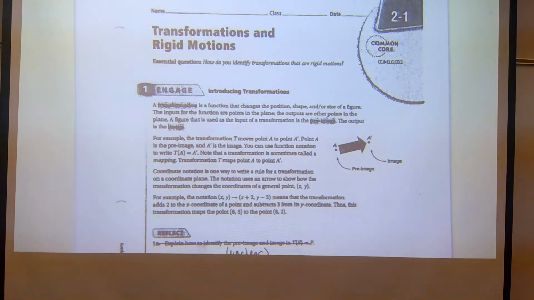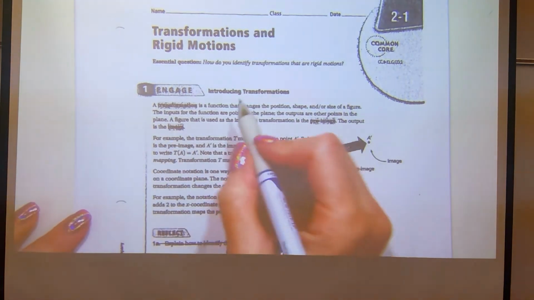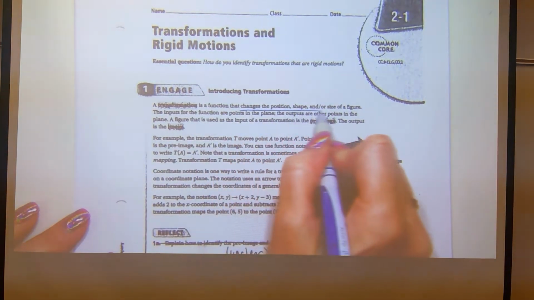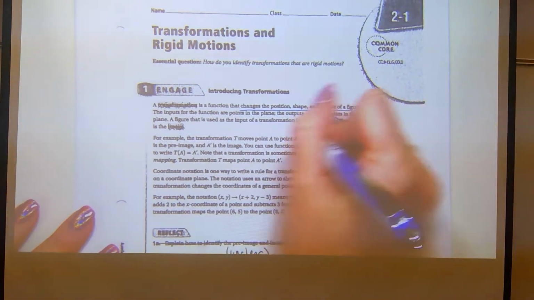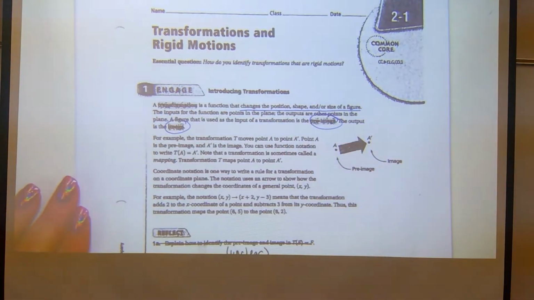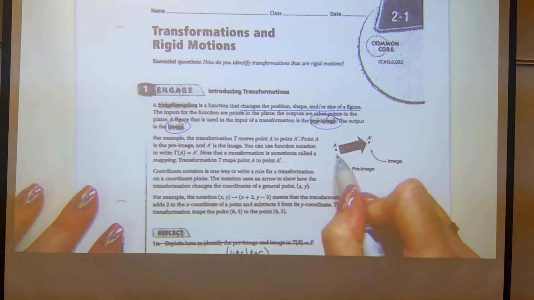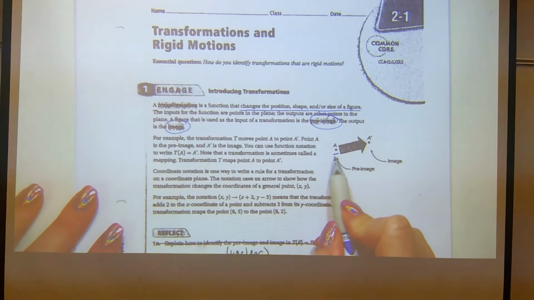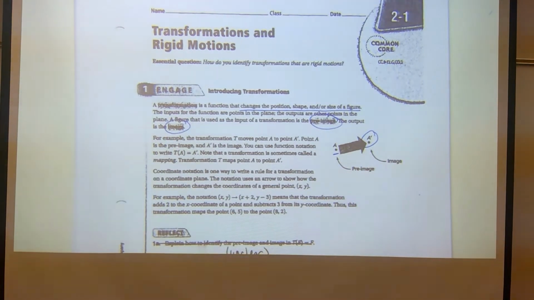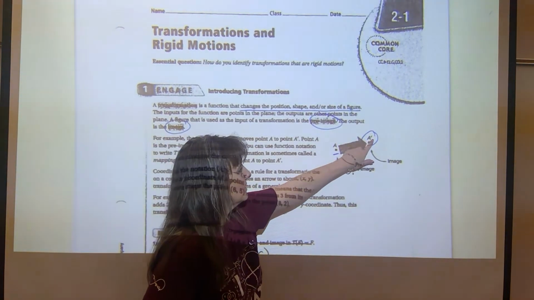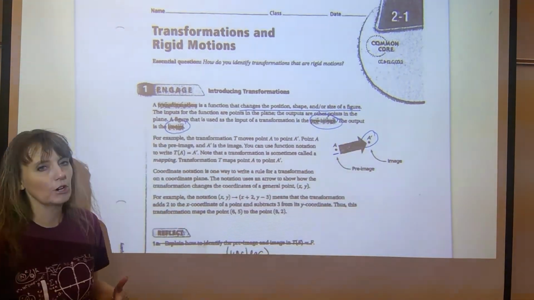Mine is awfully blurry. It's supposed to say a transformation is a function that changes position, shape, or size of a figure where we have a pre-image and an image. The input is the pre-image. So, for example, here my pre-image is point A. The image is signified by A prime. Now that's going to be really important that when you do your notations that you use that little apostrophe as a prime notation.